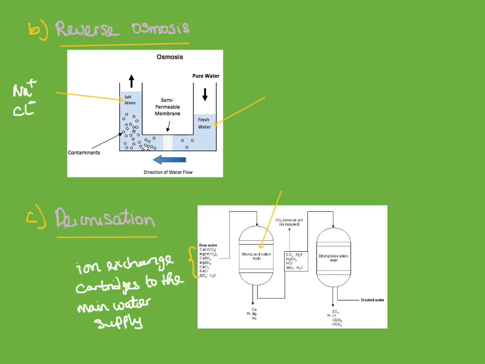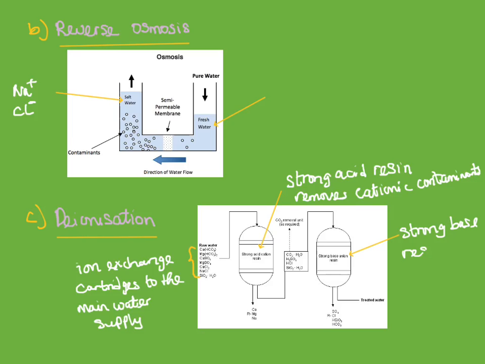This method involves connecting ion exchange cartridges directly to the main water supply. Each cartridge uses a mixture of resins to remove anionic and cationic contaminants from the fed water. The strong acid cation resins will remove cations from the contaminated water, while the strong base anion resin is going to remove anions from the contaminated water in order for us to obtain treated water.